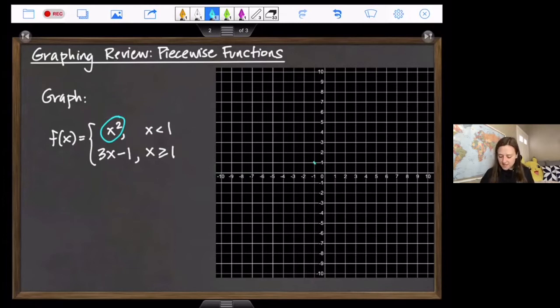So if I plugged in -2, -2 squared would be equal to a +4. So -2 squared is 4. 0 squared would give me 0. 1 squared would give me 1, and 2 squared would give me 4. And we see that familiar parabola shape showing up, so I'm going to go ahead and draw that in.